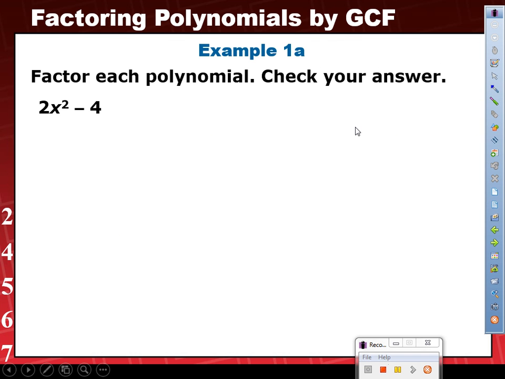Example 1A. It says, factor each polynomial and check your answer. Factor each polynomial and check your answer. 2x squared minus 4. 2x squared minus 4.